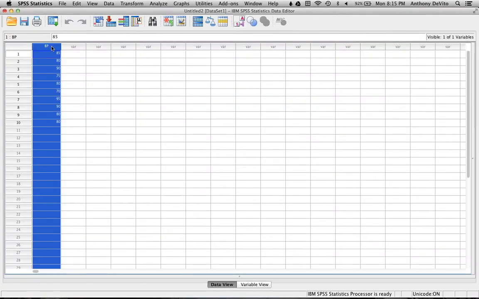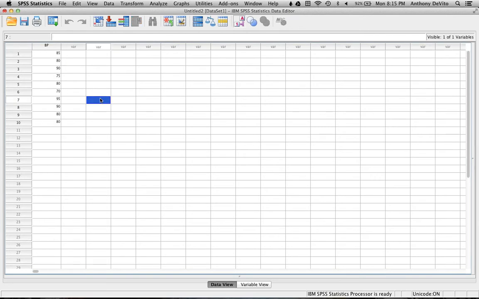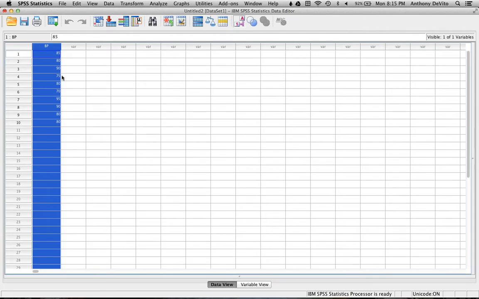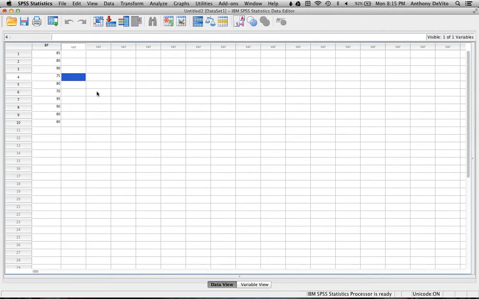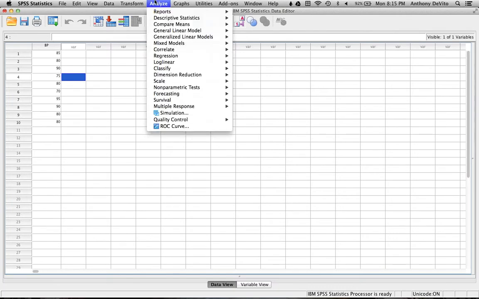Here it is. See, it called it BP, and you can see all the 10 numbers, the same 10 numbers that we were working with before. So now I want to do various calculations on this. I'm going to go over here to Analyze. Strangely enough, they would call doing an analysis Analyze. And I'm going to go down to Descriptive Statistics, because that's the kind of statistics we were just doing.